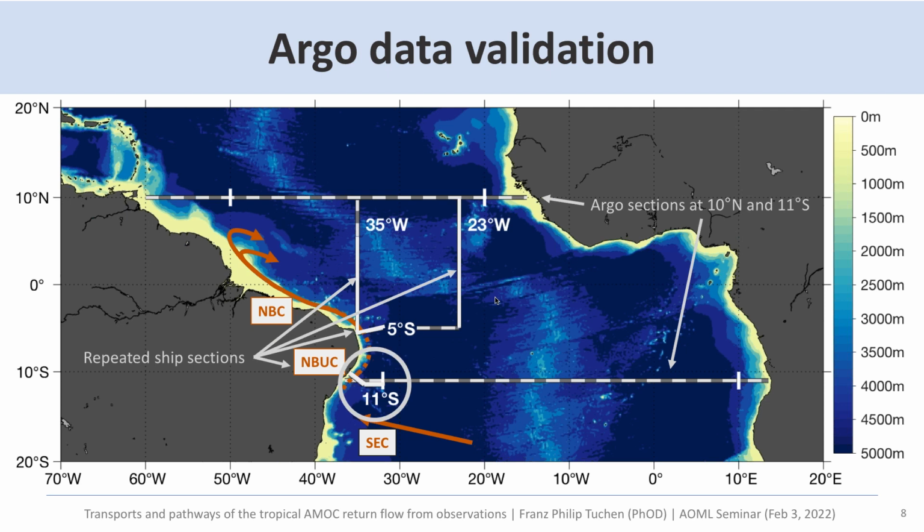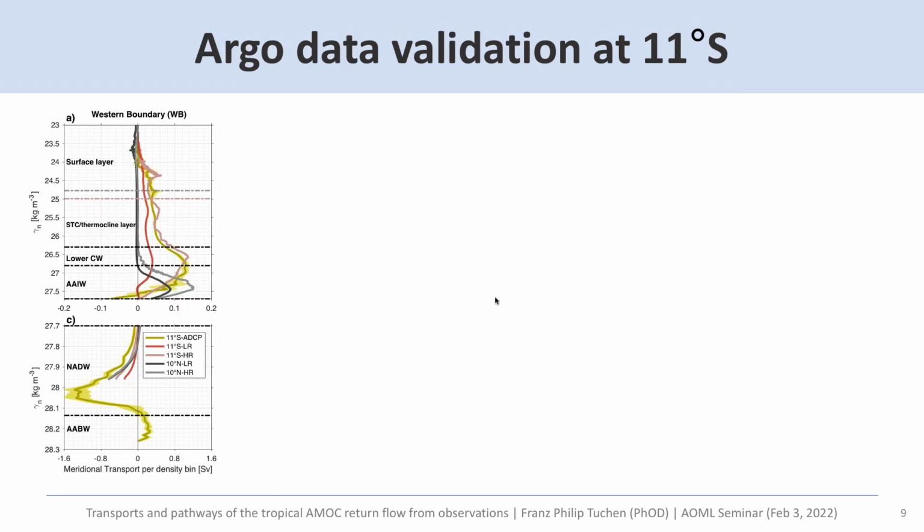But first, we are focusing on the western boundary at 11 South and the comparison between Argo and ship section. This is shown here in this plot. It's showing the meridional transport as a function of neutral density. So basically, transport per density bin, divided into different layers, where the boundaries for the different water mass layers are shown here. In yellow, we have the ship section data. In the red colors is the low and high resolution Argo data at 11 South. And in the grayish, blackish colors, the estimates at 10 North.